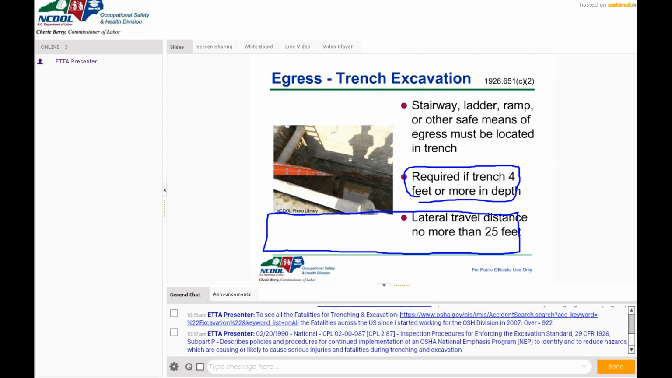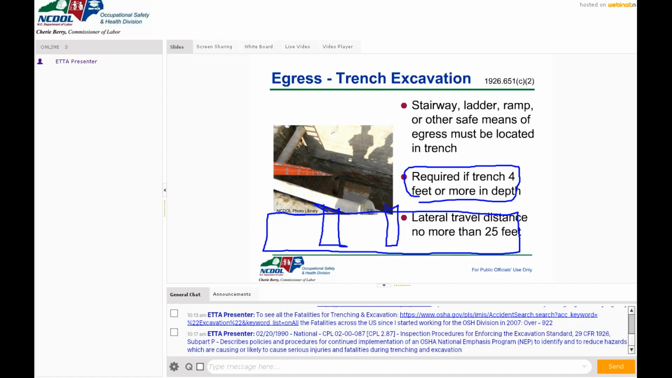Don't be afraid to say or ask or whatever. All right, Mr. Kevin is the one who got it. Remember, you can't laterally travel no more than 25 feet, so you may need either 3 or 4 in some cases, depending on how it's laid out. All right, but 3 would typically be the right answer.